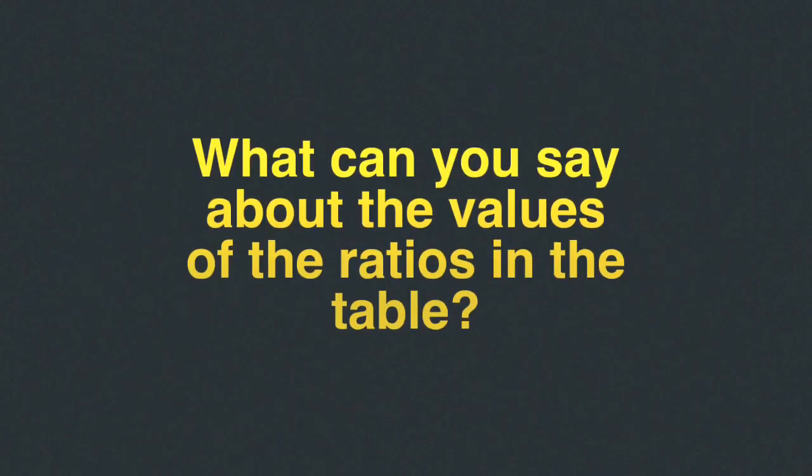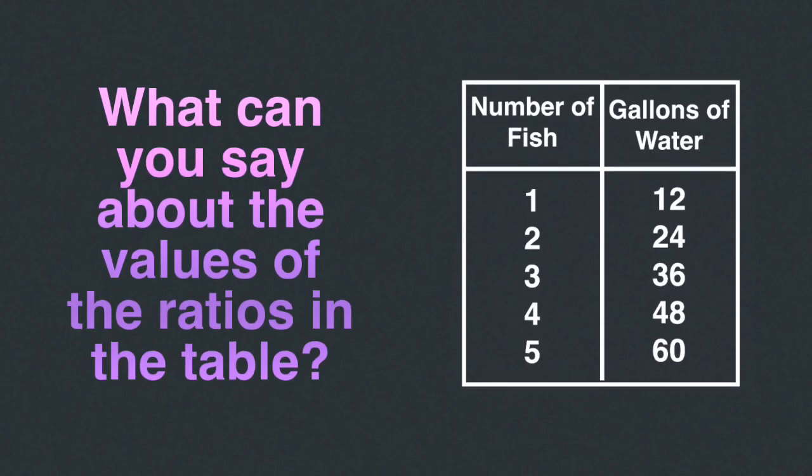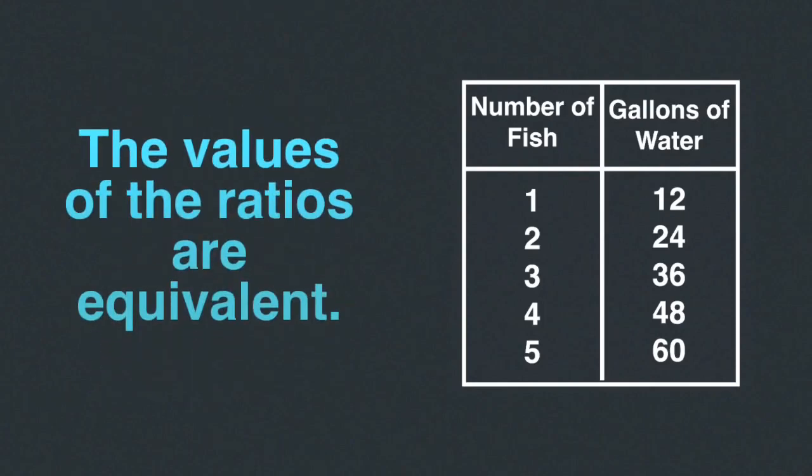Take a look at the values of these ratios in our table. What could we say about them? Once again, if the ratio is 1 to 12, and we simply double it or triple it to get the next, then we know that each of these are equivalent. They have equal value. The values of these ratios are equivalent.